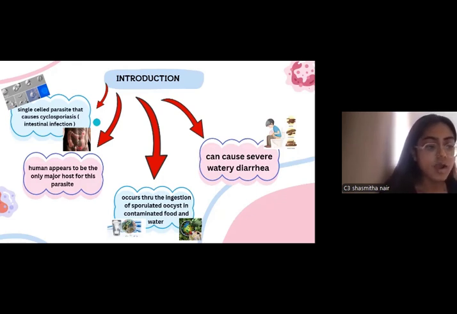After entering the body, this parasite will affect the small intestine and can lead to symptoms such as watery diarrhea, abdominal discomfort, nausea, and also loss of appetite. Cyclospora cayetanensis is a very important intestinal parasite because it can spread through contaminated food and water and can cause significant gastrointestinal illness.